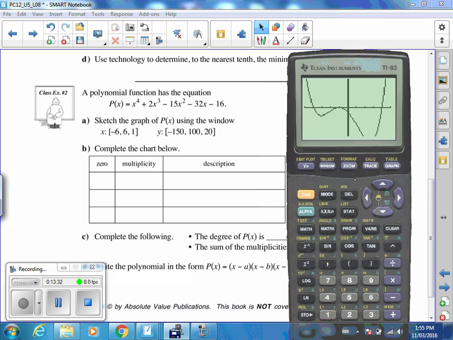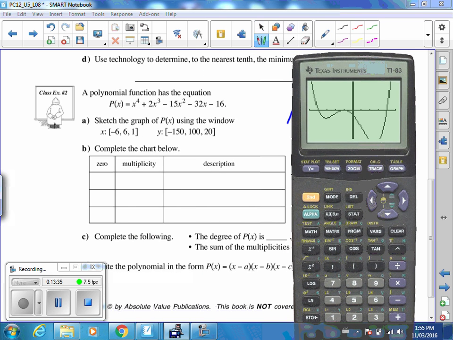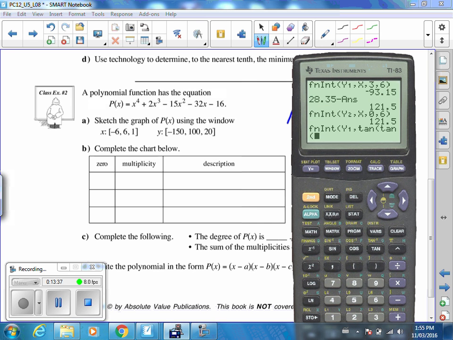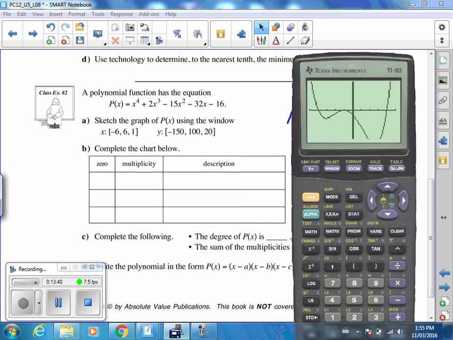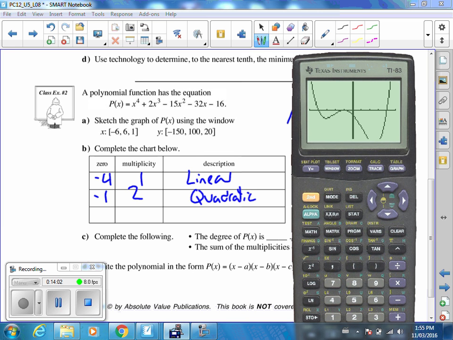Okay, anywho, it has 3 zeros. The first zero is at -4. Multiplicity is 1 because it passes right through. Again, use whatever descriptor you want. I like linear. My next one is at -1. Multiplicity is 2 because I see it does that twisty thing. I'm going to call that quadratic instead of tangent to the x-axis, which I could also say. That's also true. And then at +4, multiplicity 1.